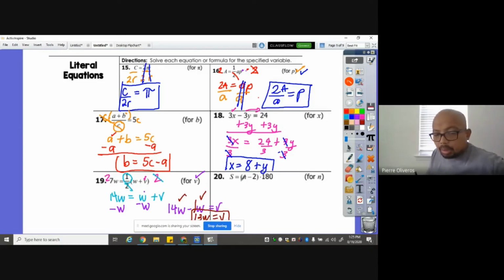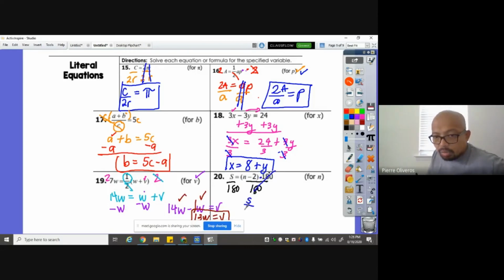And last one here, number 20, s equal to n minus 2 times 180. We're solving for n. You can distribute the 180, but I prefer not to because I need to isolate the n there. So I'm going to divide everything here by 180. Why am I dividing by 180? Can you see the tiny dot there? This one here? That means it's multiplication. If you're multiplying, what's the opposite of multiplying? You're going to divide. So I can cancel this out.